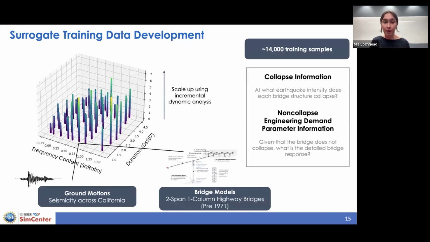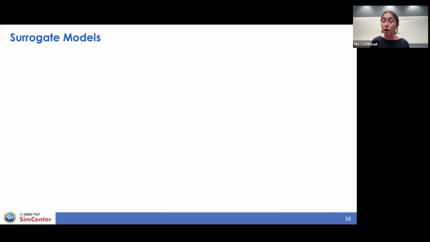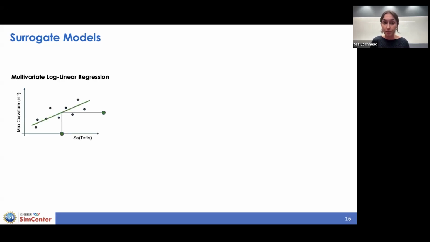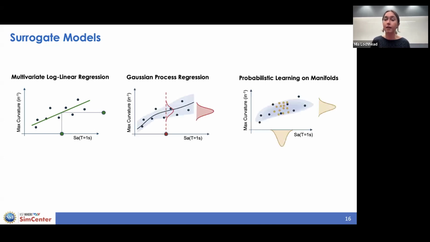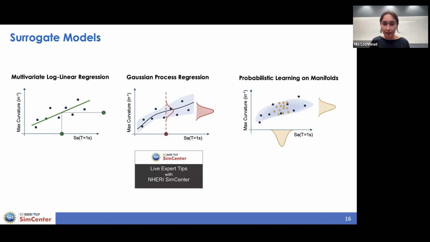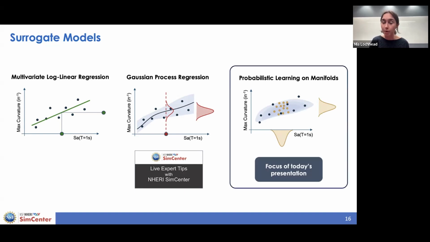Once we have this training data, we can start to think about what are the surrogate models we want to use to map from these inputs to these outputs. As part of this project, I've looked at 3 different surrogate models. The first being multivariate log linear regression, the second being Gaussian process regression, and the third being probabilistic learning on manifolds. I want to briefly point out that there's a live expert tips from a couple years ago from Sangri that looks at Gaussian process regression in detail. Because of that, the focus of the rest of today's talk is going to be on probabilistic learning on manifolds, which is the third surrogate model that I've been using in this study.